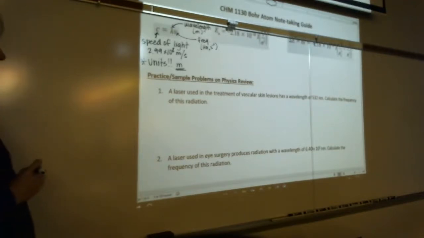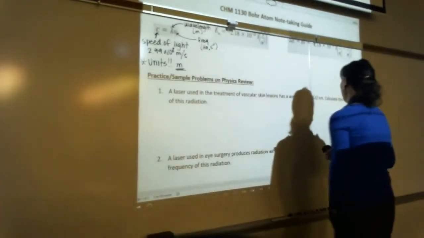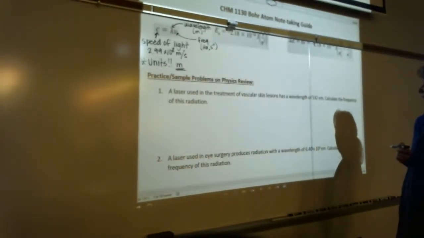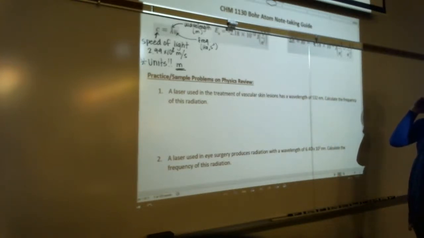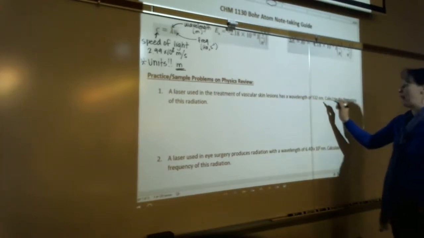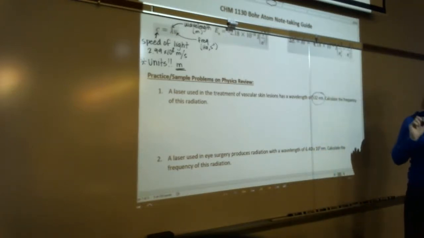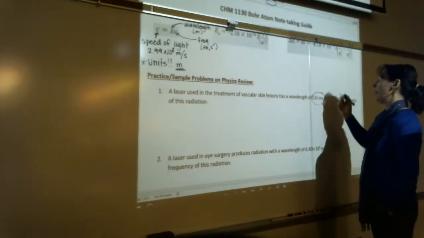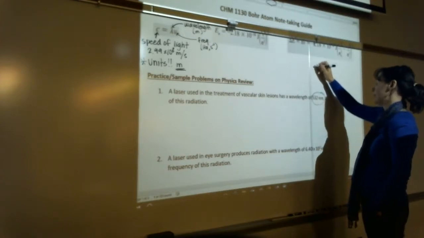A laser used in the treatment of vascular skin lesions has a wavelength of 532 nanometers. Calculate the frequency of this radiation. So we have to do a calculation, a little conversion, before we can plug into our formula. This is 532 nanometers. Can we use that in our formula here? We have to convert nanometers to meters. 1 nanometer is equal to what? I mean, 1 meter is equal to how many nanometers?